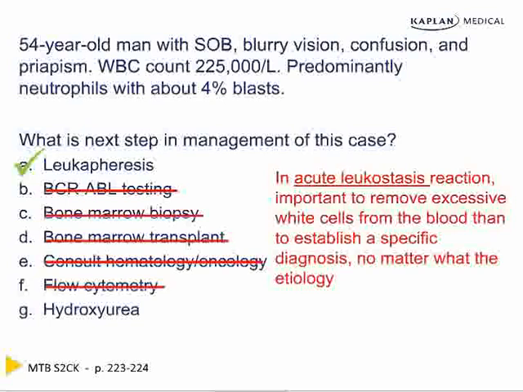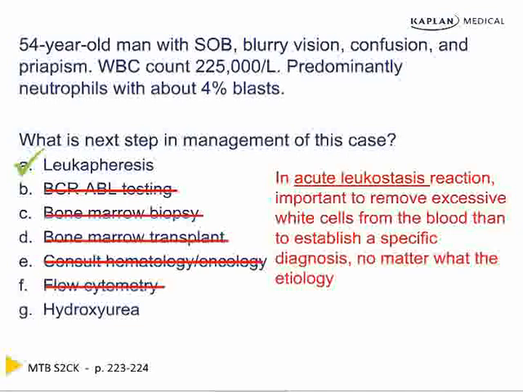Now, BCR-ABL is the most accurate, and bone marrow biopsy can be used sometimes. Transplant is done as a cure. Consulting people is never the right answer in step 2. But leukostasis reaction is an emergency, a hematologic emergency, and it is important to remove excessive white cells in the blood, then establish a specific diagnosis later. No matter what the etiology, take the white cells off.